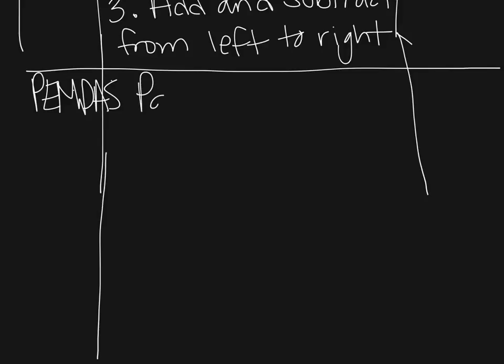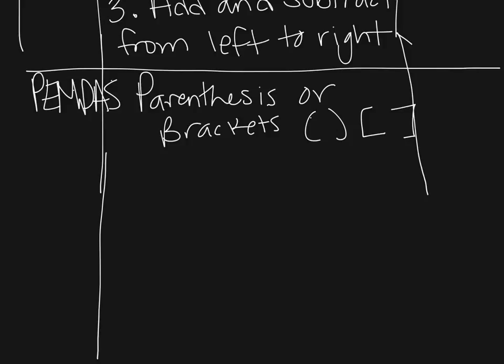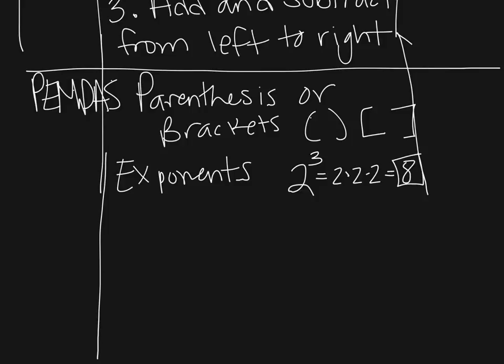P stands for parentheses or brackets. So parentheses or brackets first, everything that's inside. Then it's exponents, which are things like 2 to the third power. So that's 2 times 2 times 2, which is 8. So after parentheses, everything you solve inside of a parentheses, you look for any exponents.